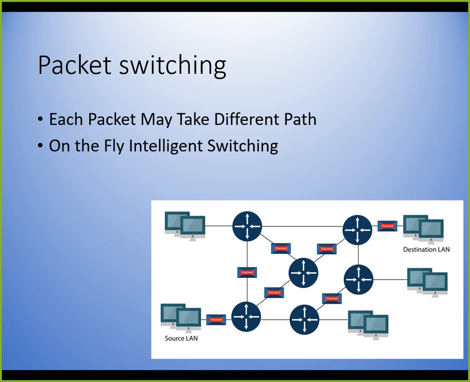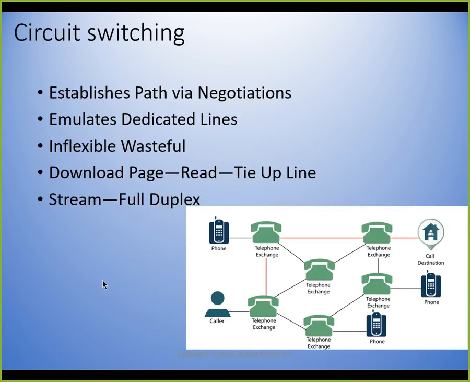So they may take different paths to get from one location to the other. And we know that since TCP numbers all of these packets, when they get there out of order, TCP can put them back together in order so that we have the data that we really need.